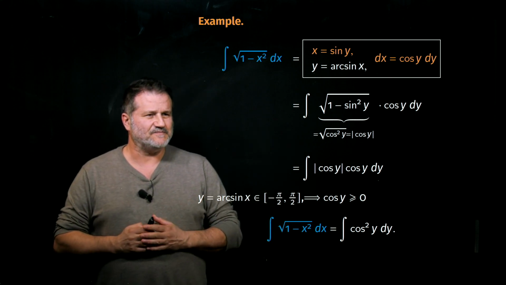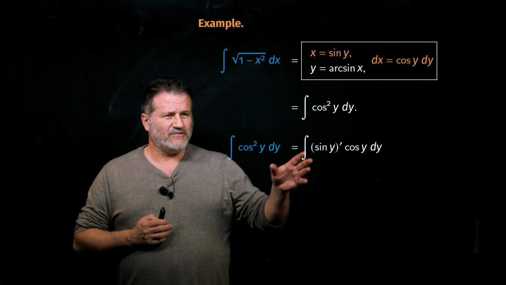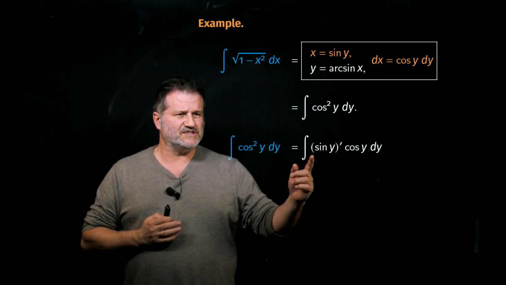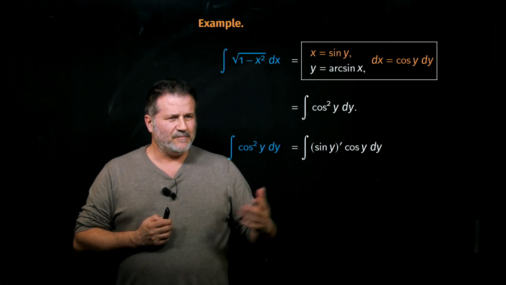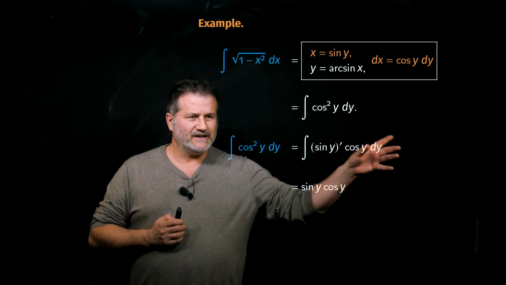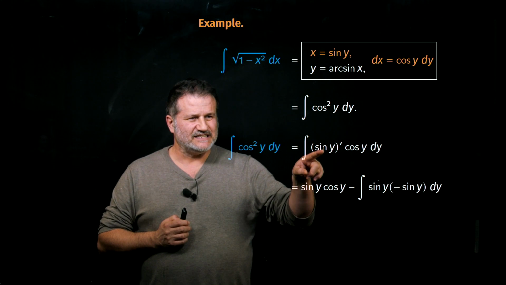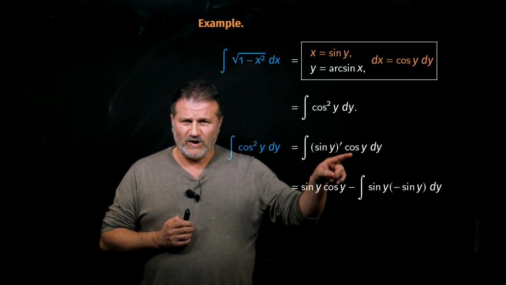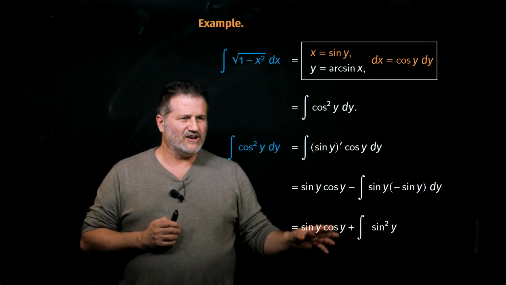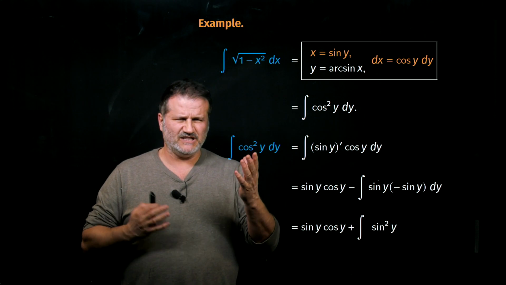that could look a little bit easier. In fact, we can compute it by parts, writing cos squared as cos times cos. One of the two cos is the derivative of sine. Applying the calculus by parts formula, we get sine y cos y minus, the derivative moves from this factor to the other. So we have sine y times the derivative of cos y, which is minus sine y. So at the end, we have sine y cos y plus a new primitive, which is the primitive of sine squared, which is pretty much like this one.